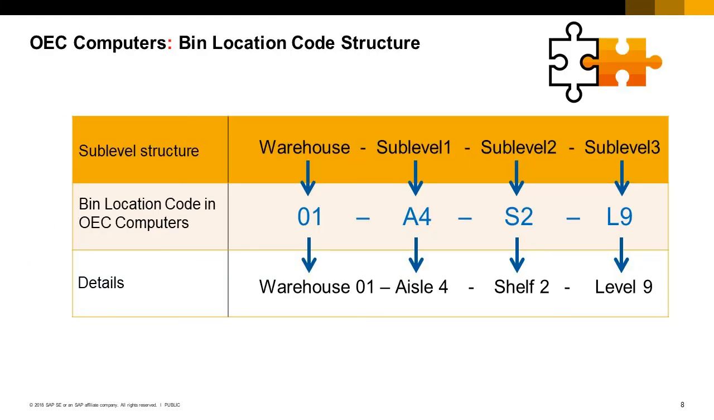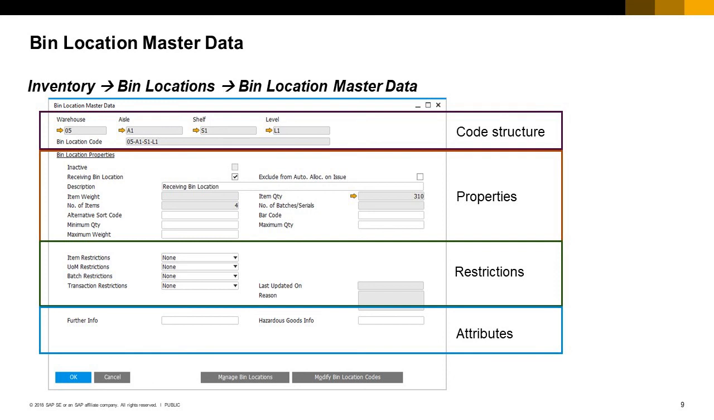Now, let us see an example of a bin location code structure. We can see that the bin location code is a combination of the warehouse and warehouse sub-level codes. Each bin location has one bin location master data record. As on any master data window, a bin location code can be created, updated, removed, or duplicated. On the bin location master data window, you can create each bin location manually. There is also a separate management window that allows the automatic creation of multiple bin location codes.